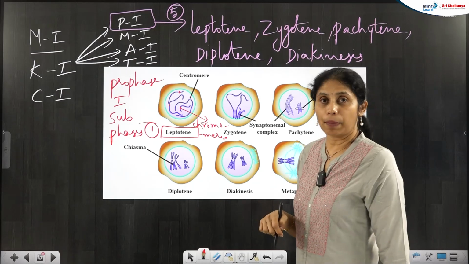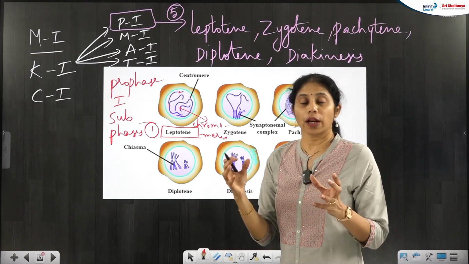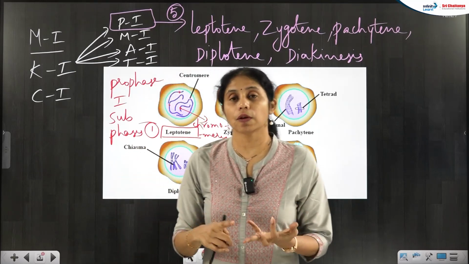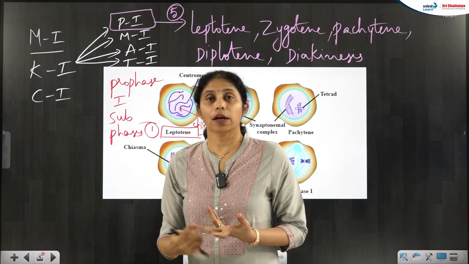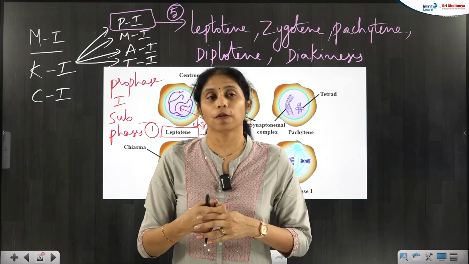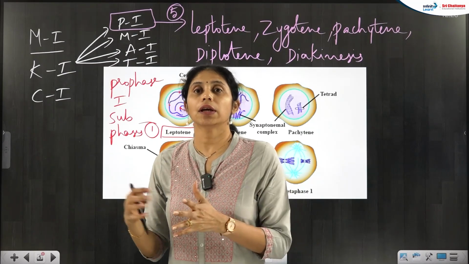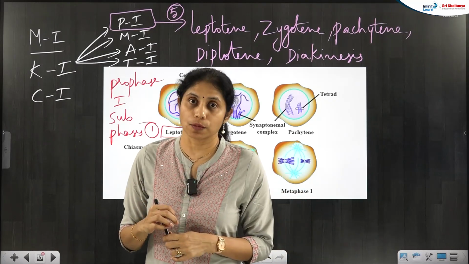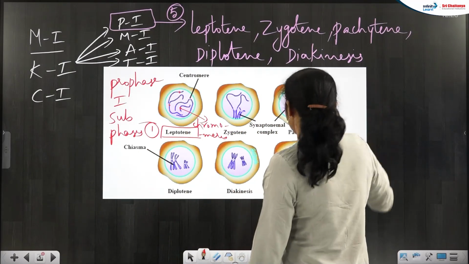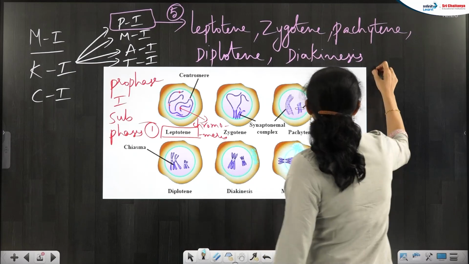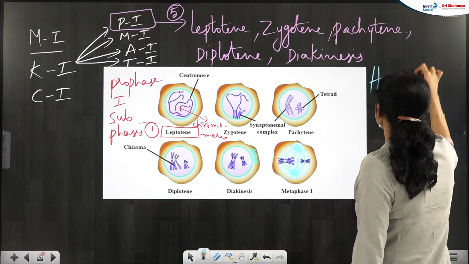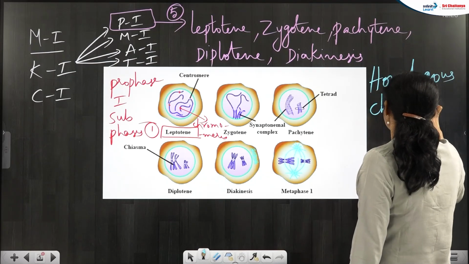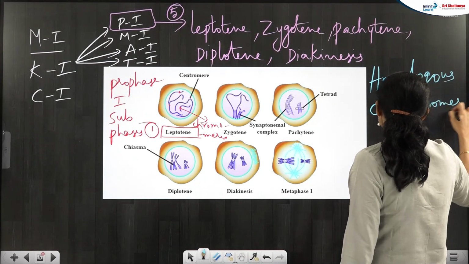In the zygotene, what happens? Two chromosomes which are exactly alike, in terms of structure, size, genes, gene arrangement and gene numbers, if everything is the same, then the two chromosomes are called homologous chromosomes. The two chromosomes which are identical in all aspects are called homologous chromosomes.